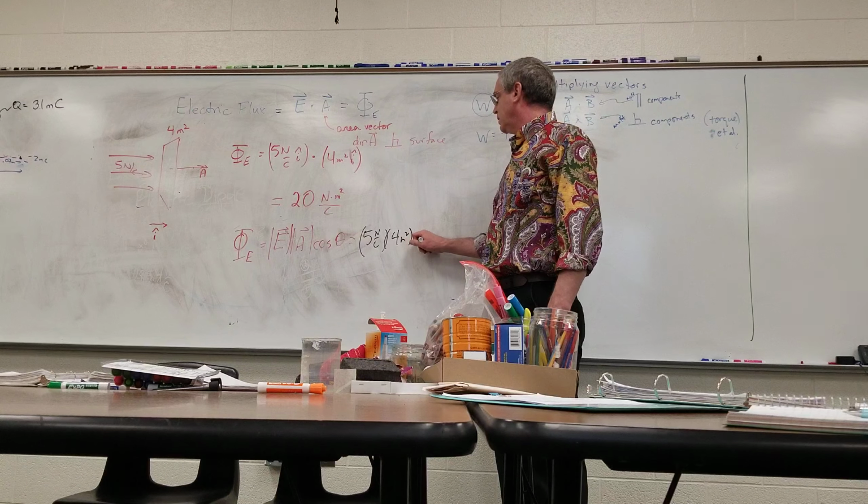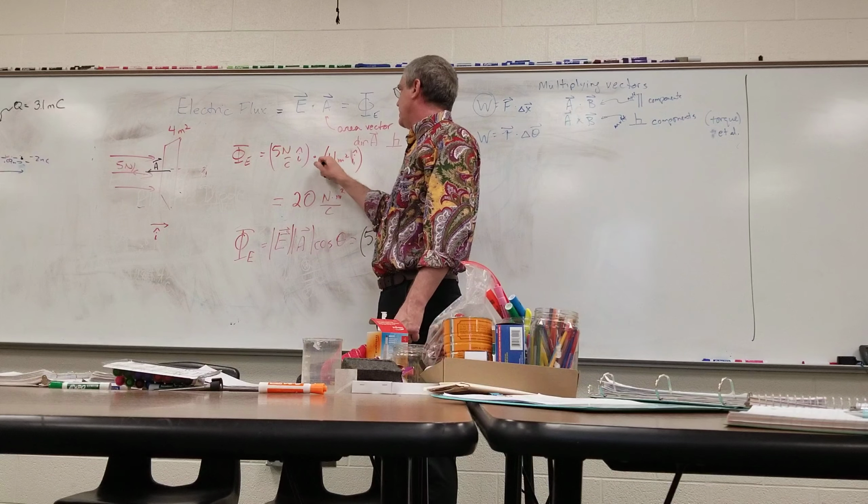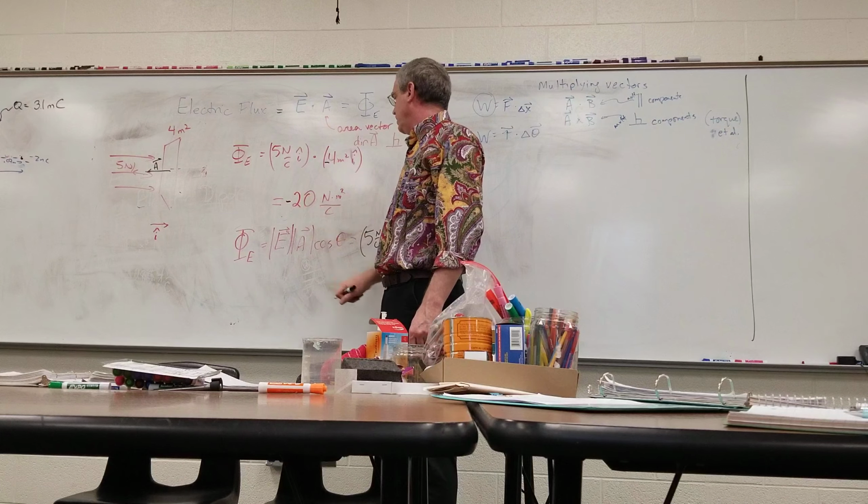Because the area vector is perpendicular to the surface, and I have an open surface there, it could go to the left or to the right. So if we pick the area vector going this way, then this would be a negative here and a negative here. This would be 180 degrees. We'd end up with negative 20 newton meters squared per coulomb.